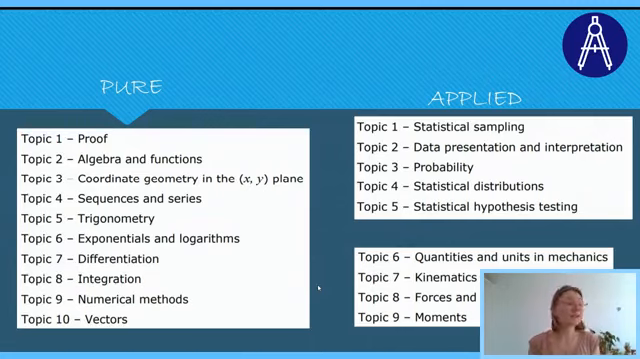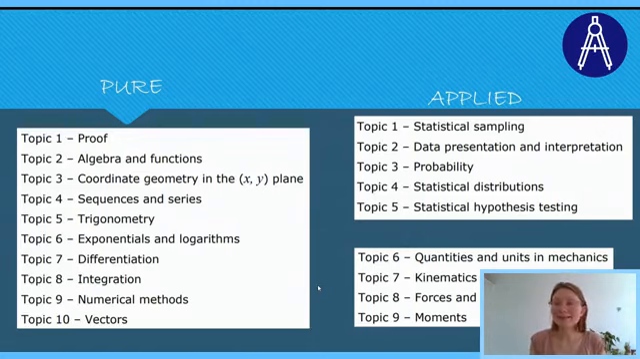So these are the things that would be completely new, with the exception of differentiation. If you've done IGCSEs, you would have done differentiation, at least the basics of it. So there's a lot of familiar stuff in pure maths at A-level.